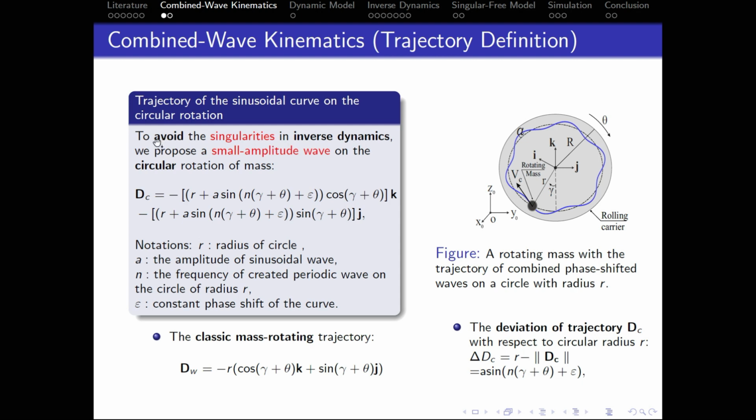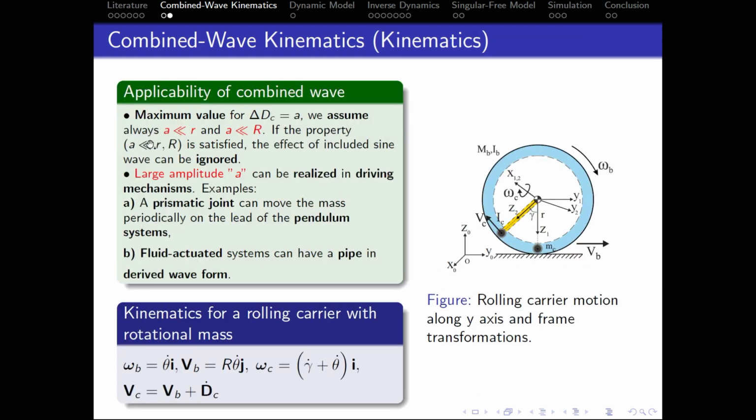To avoid the singularities in inverse dynamics, we propose a small amplitude wave on the circular rotation of the mass, where the wave has the amplitude A, frequency of n and the phase shift of zeta. In a classic rotating mass, the trajectory can transform to the following form, and also the deviation of this combined wave kinematic is A sine. As the maximum value, this becomes the amplitude of the wave, and for the applicability of this combined wave, we assume that A is smaller than the core distance from the center of the sphere and also the sphere's radius. So we can ignore its effects in the dynamic and kinematic level.